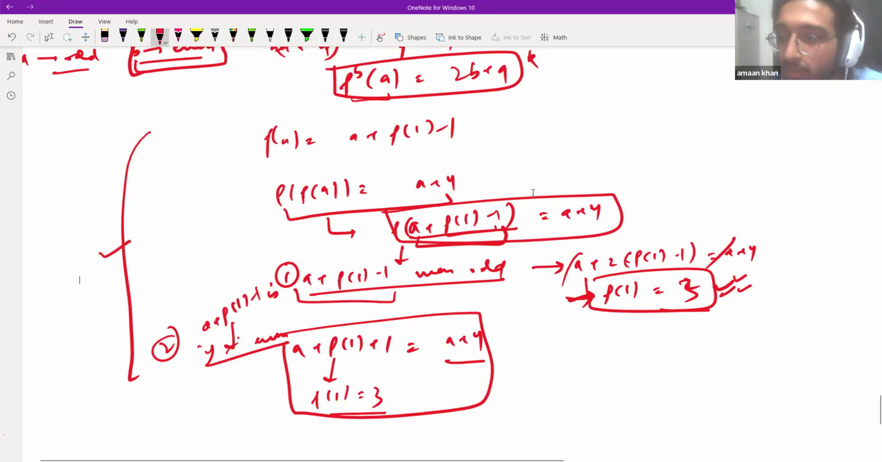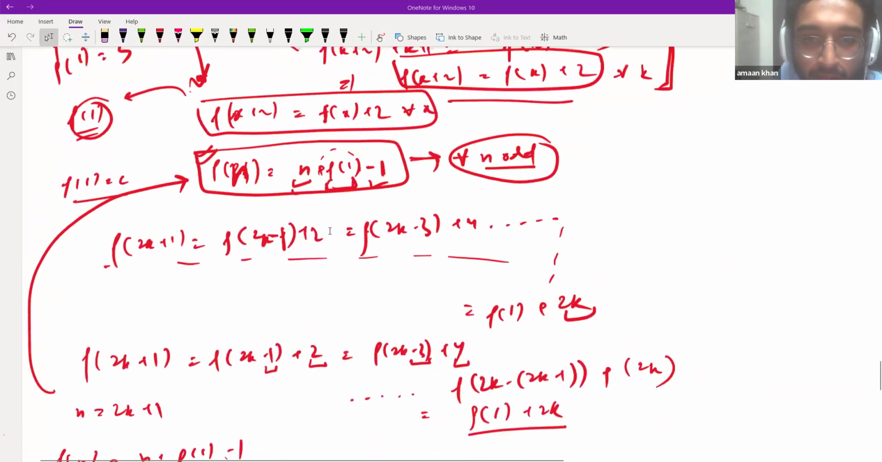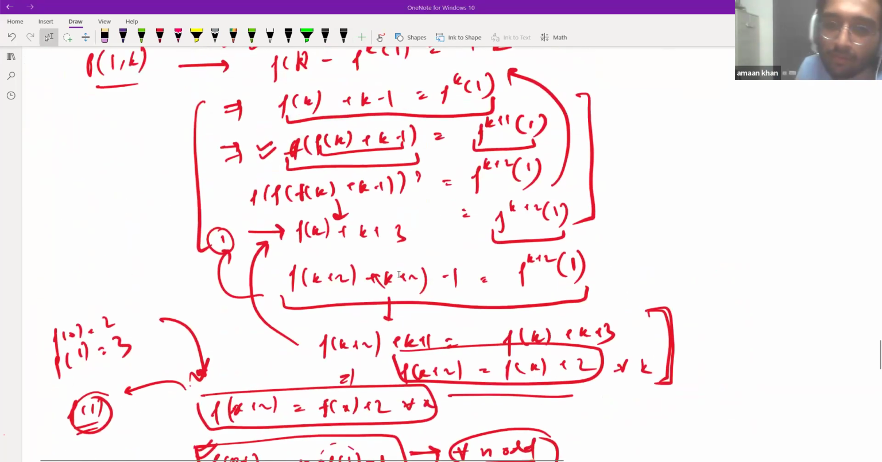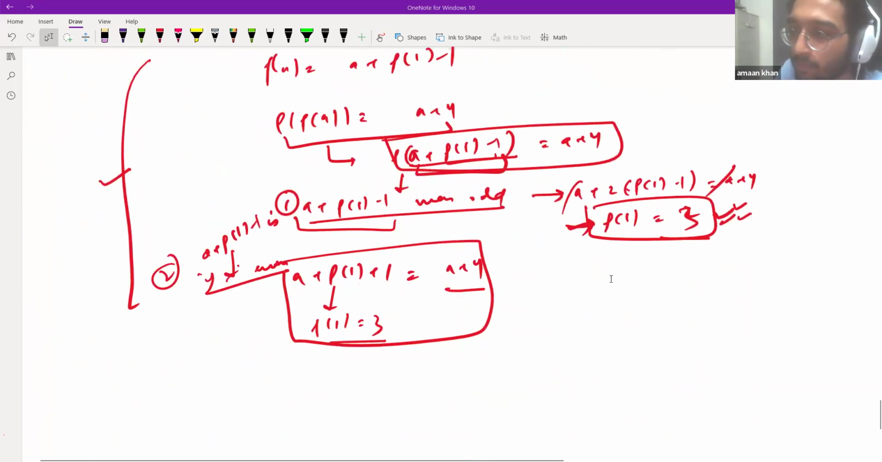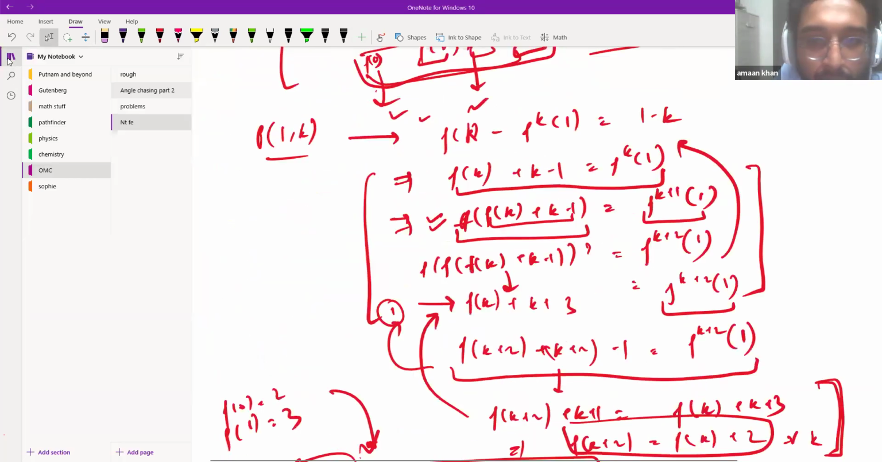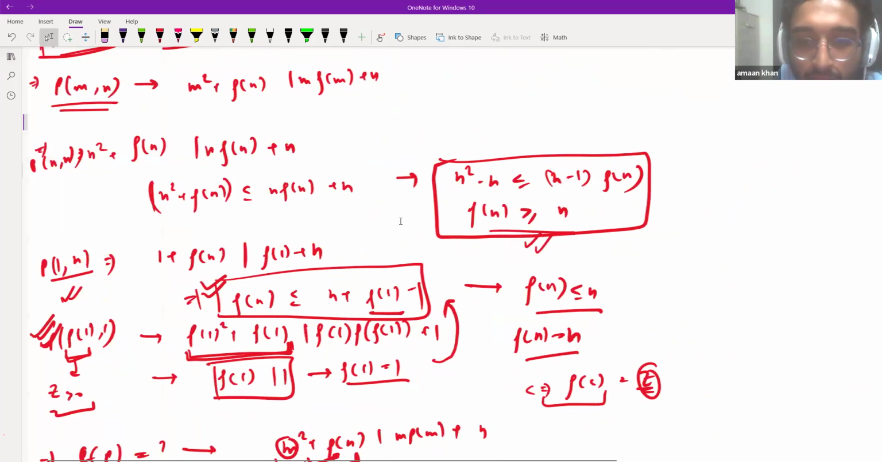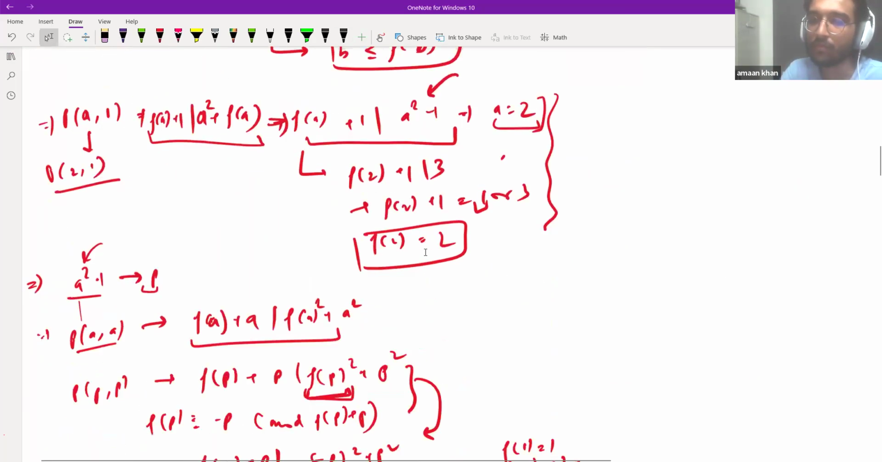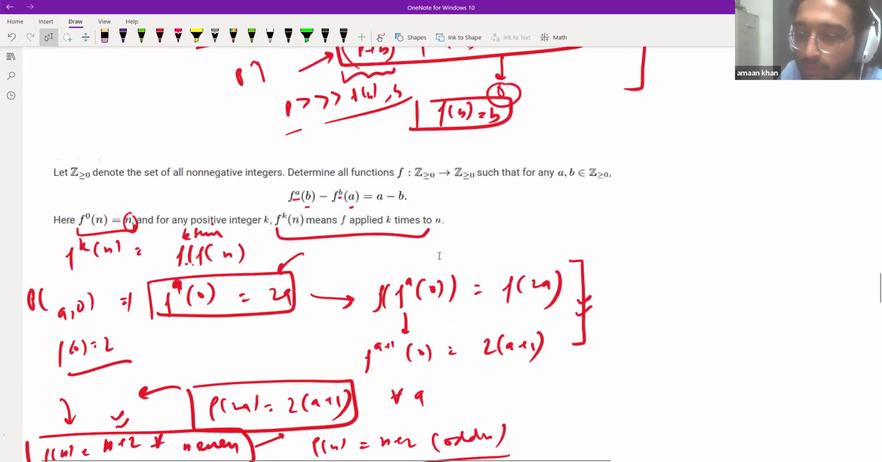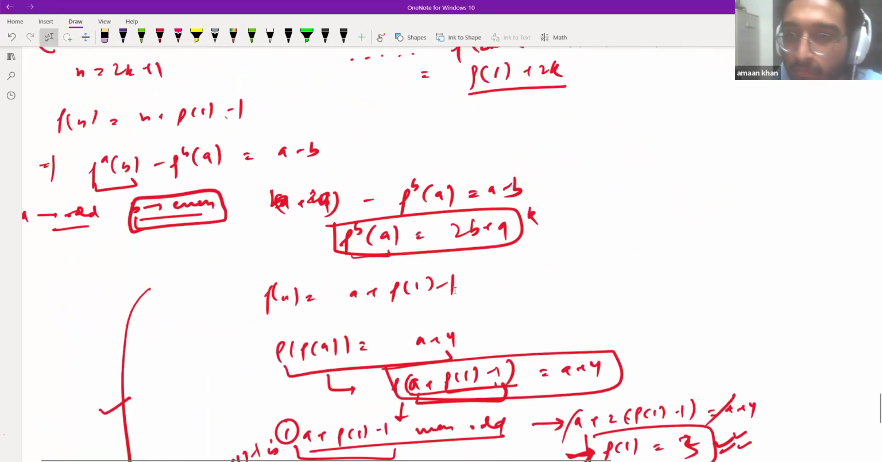I hope so. Although this was a bit tricky. This problem was tricky. I planned on doing a few more problems, but I think I'll just add them in the P set. So does anyone have any doubts related to the class? Any problem you can ask.